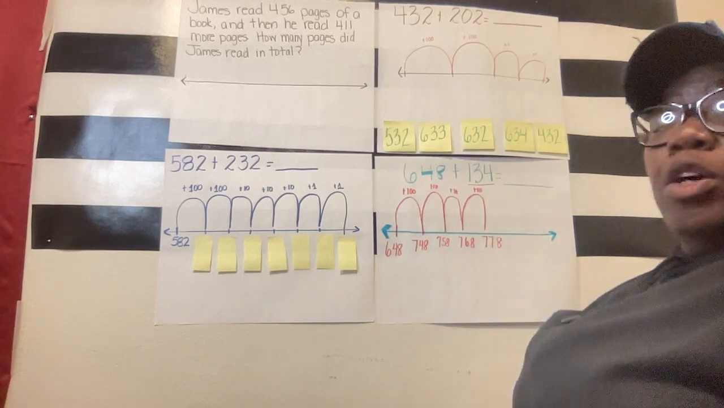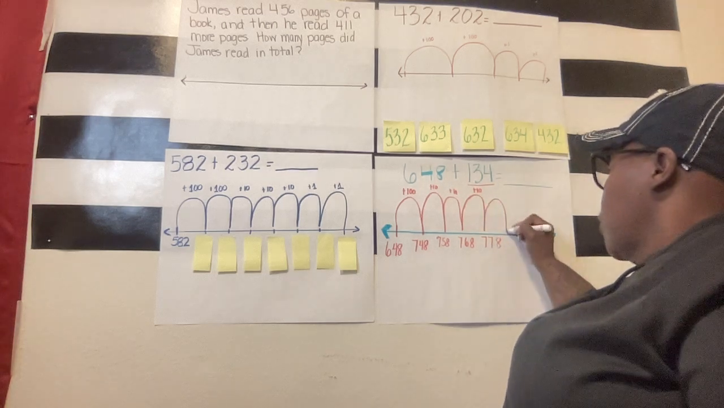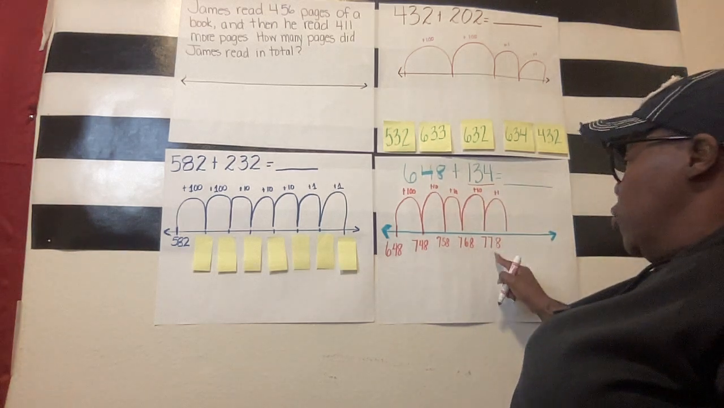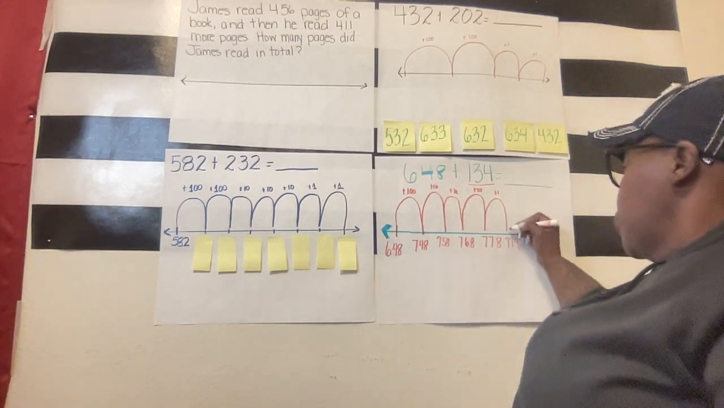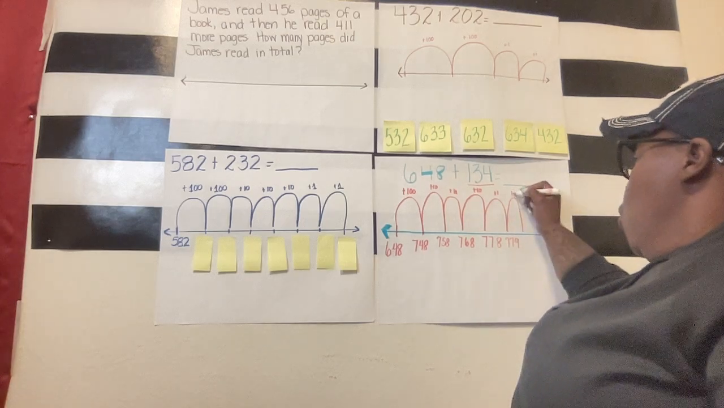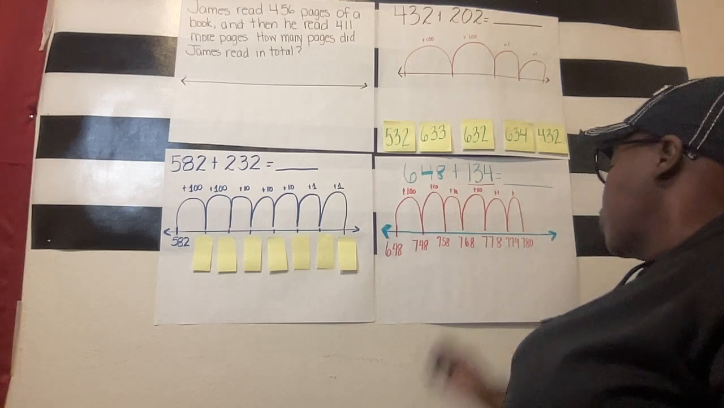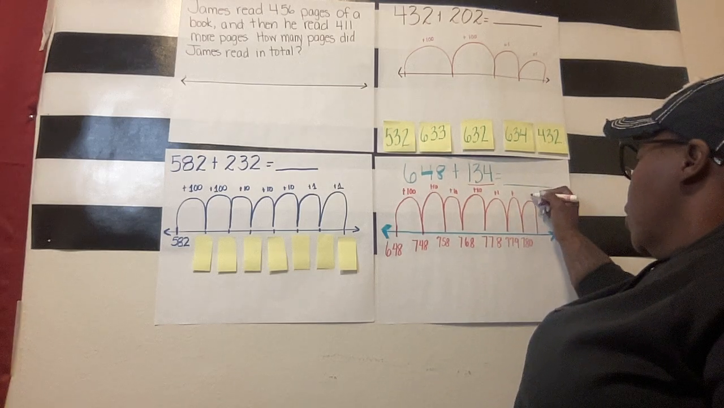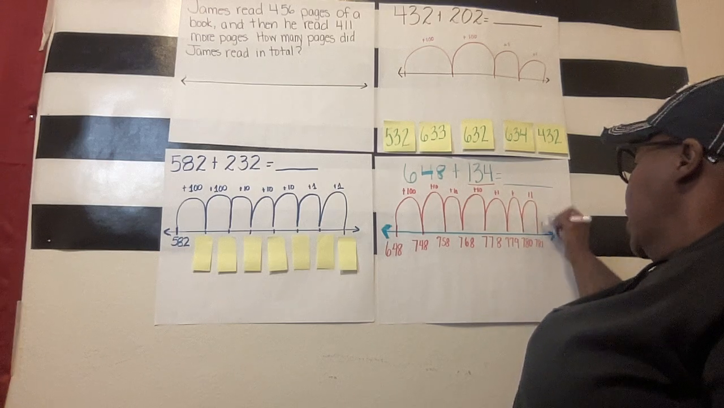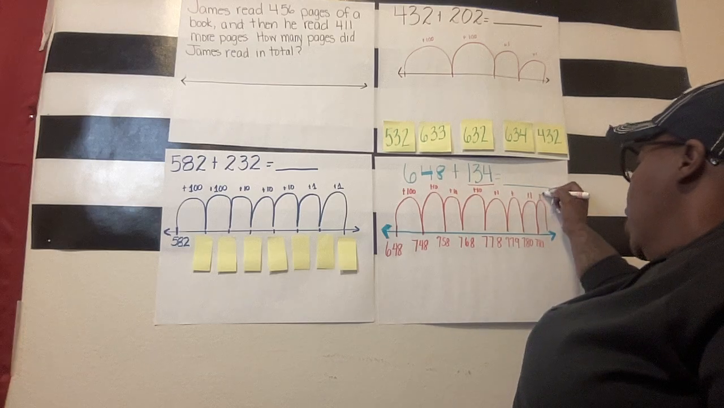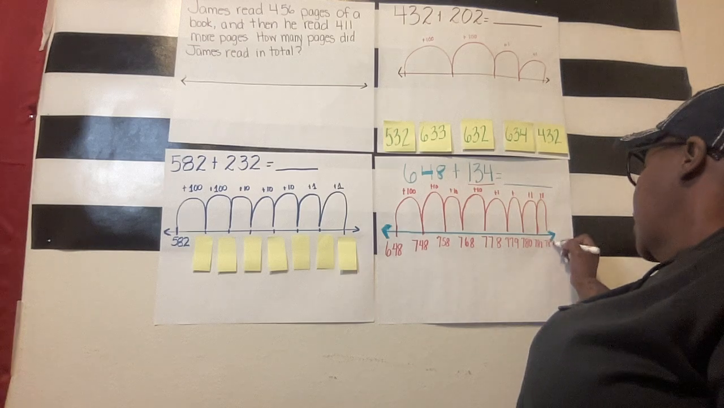Now we must put in 4 jumps for each one of our ones. 1 plus 778 will give us 779. 1 plus 779 will give us 780. 1 plus 780 will give us 781. And 1 plus 781 will give us 782.